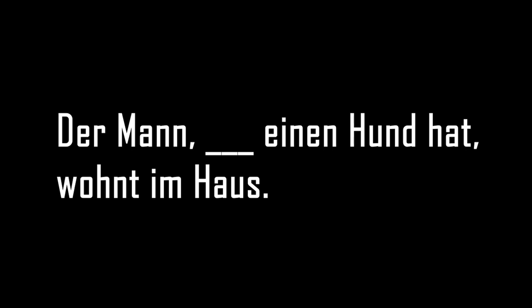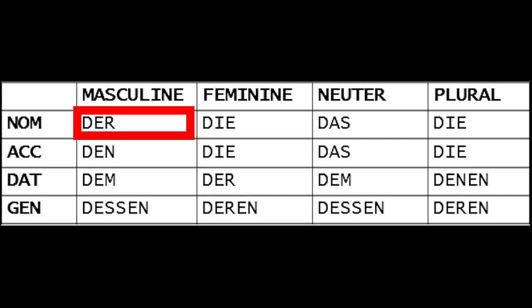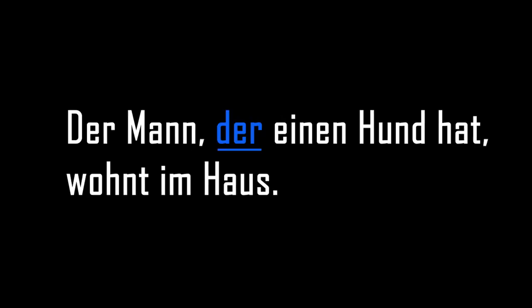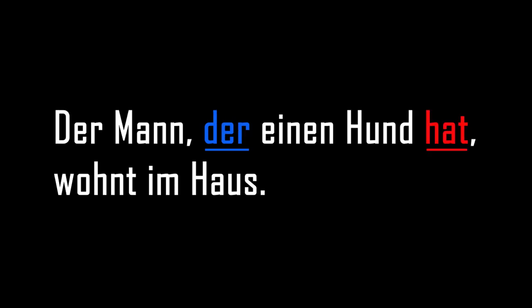Well, the person we're talking about is the subject. So it's not that the man is a direct object or an indirect object, or he's talking about anything belonging to anyone. So it's nominative. And if we go to the table, masculine and nominative, it's the same as the definite article. So we're looking for der. Der Mann, der einen Hund hat, wohnt im Haus. Don't forget that the verb shoots off to the end of that clause, or to the comma at least.